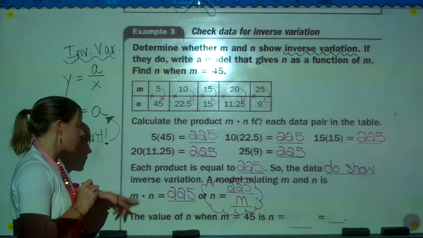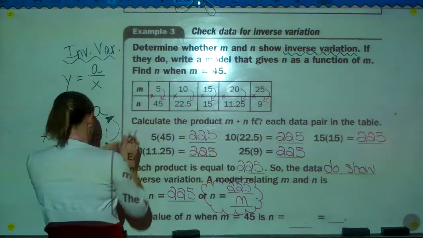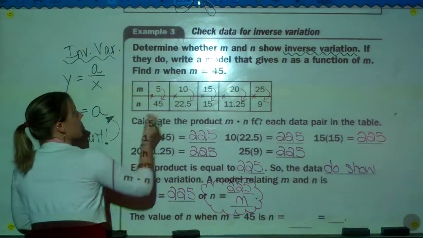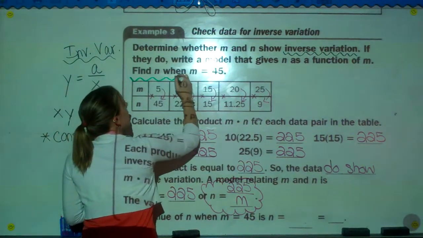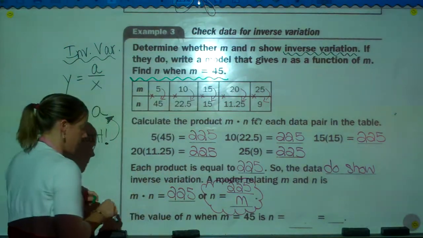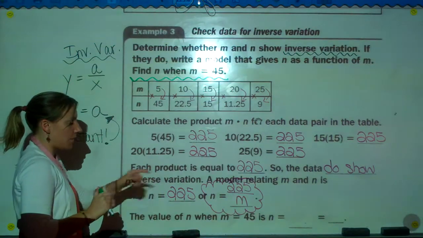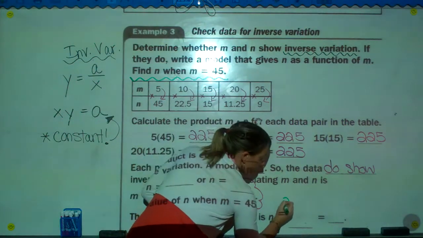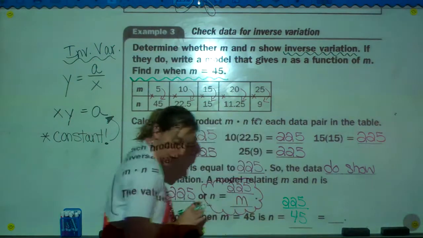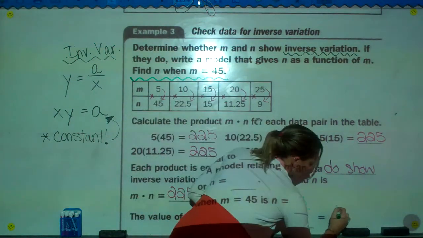Okay, so then the final question right here. Let me do this in green. Find n when m is 45. I know that's hard to see on the board, but you've got it on your paper. So the value of n when m is 45 is 225 divided by 45, and you get 5.